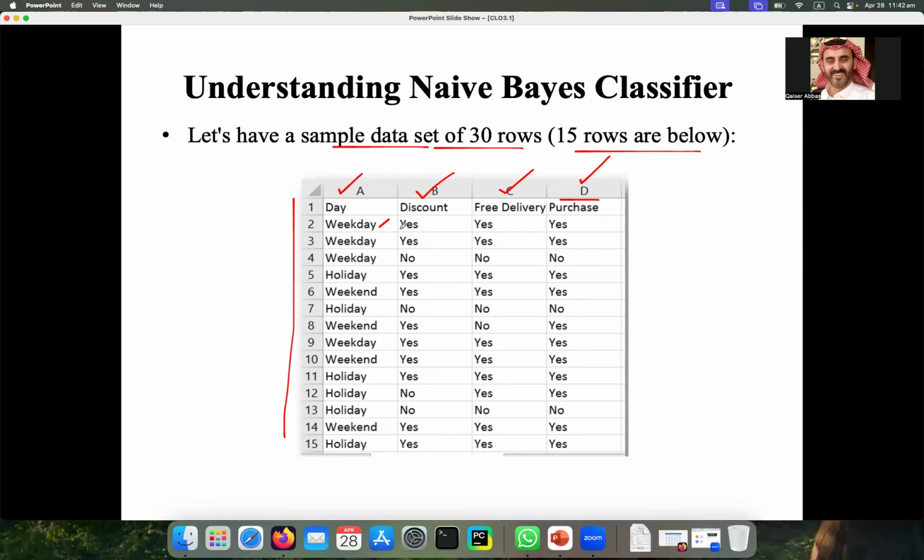So if the weekday is yes, and free delivery is also available, yes, and we are on Monday or something, is there a possibility that we are going to buy or purchase something? This is what this row means. Now we have this data like that, in which you have these different entries.